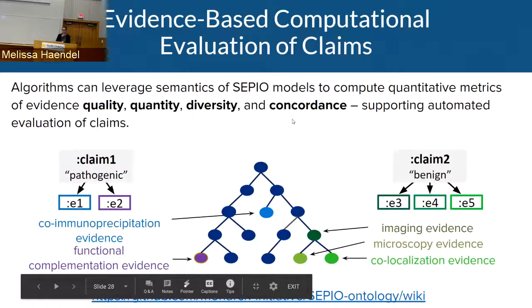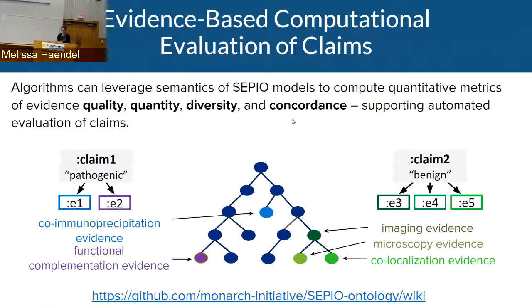And so over there on the left, one claim might be that the variant is pathogenic and I've got evidence of type 1 and type 2. And over there on the right, I'm saying that the variant is benign for that condition and I've got evidence types 3, 4, and 5 in green. And so it allows you to create automated systems that can come up with, instead of just likely pathogenic or pathogenic, where we have a five bucket system, a gradient between 0 and 1 of what the evidence actually tells us by looking at degree of quality, quantity, diversity, and concordance.